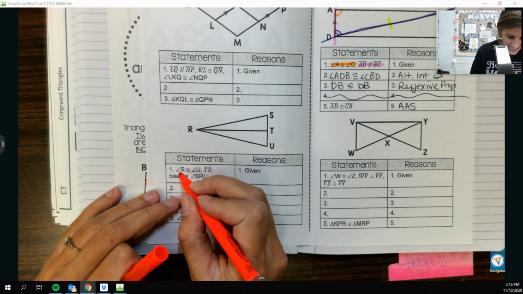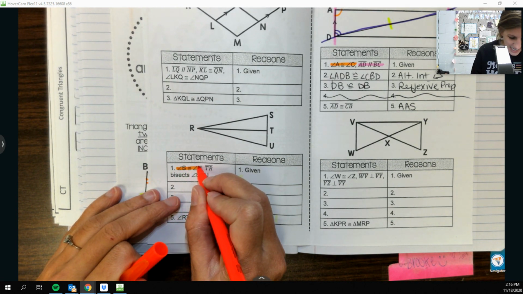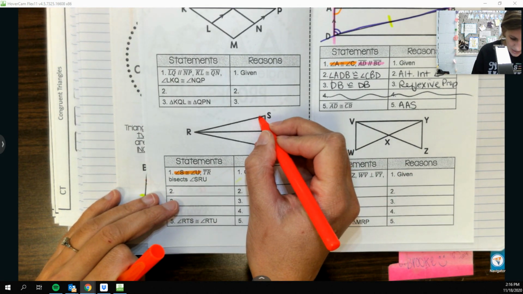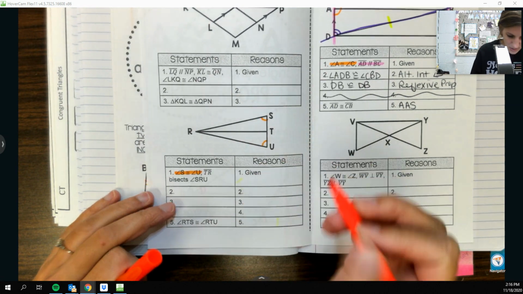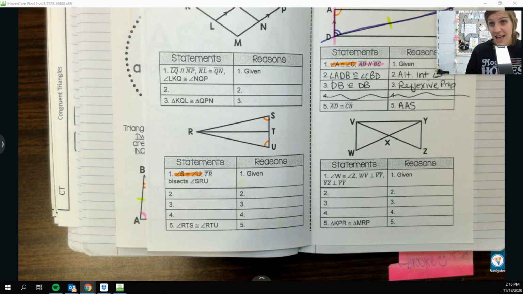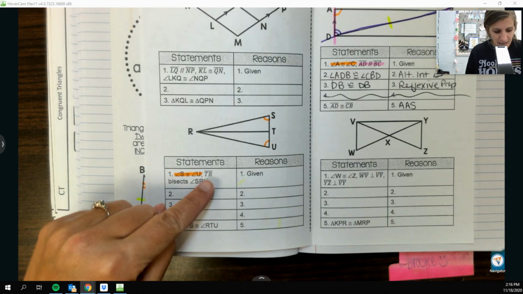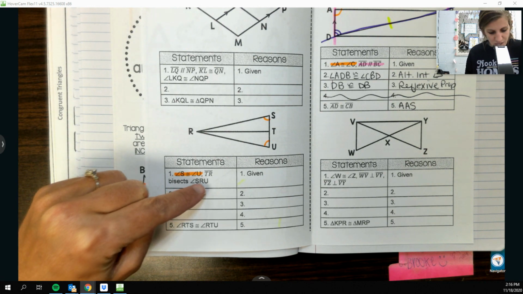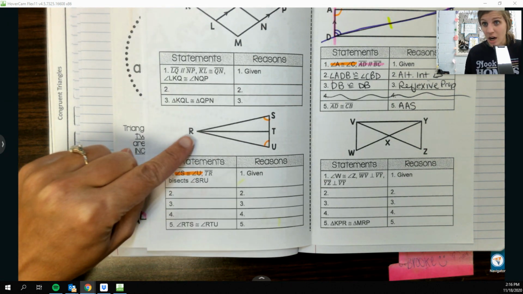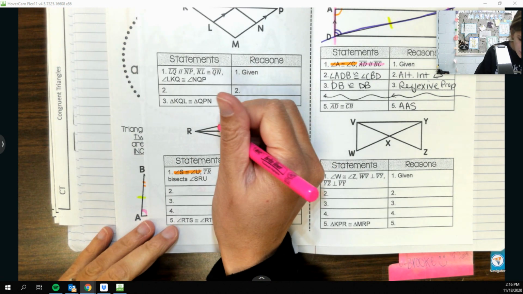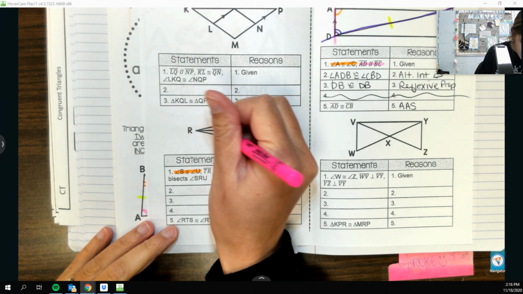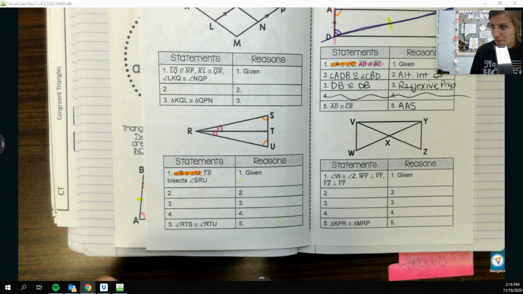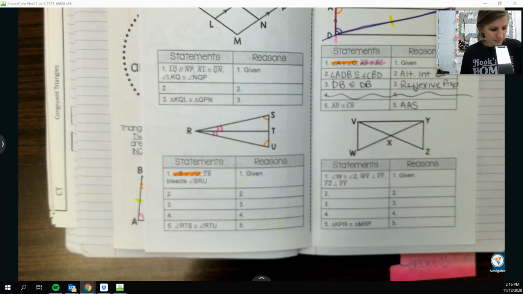All right. And this one down here, they tell me that angle S is congruent to angle U. Then they tell you that TR is bisecting SRU. So at R, because R is in the middle. So that's cutting R right in half. That's a pink.